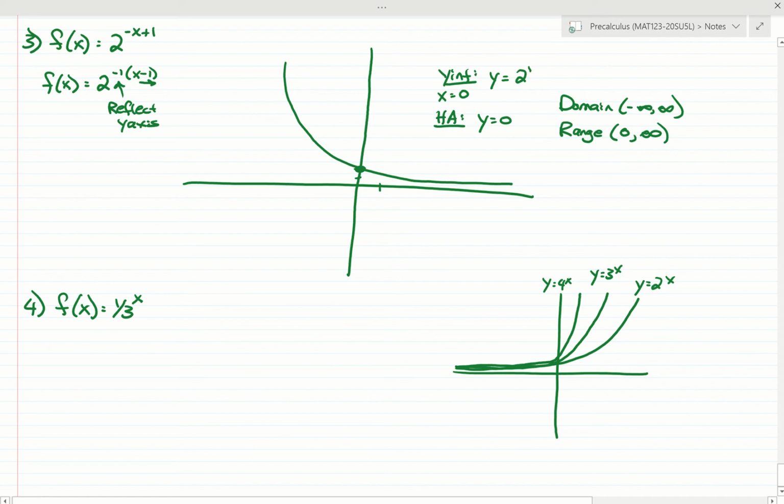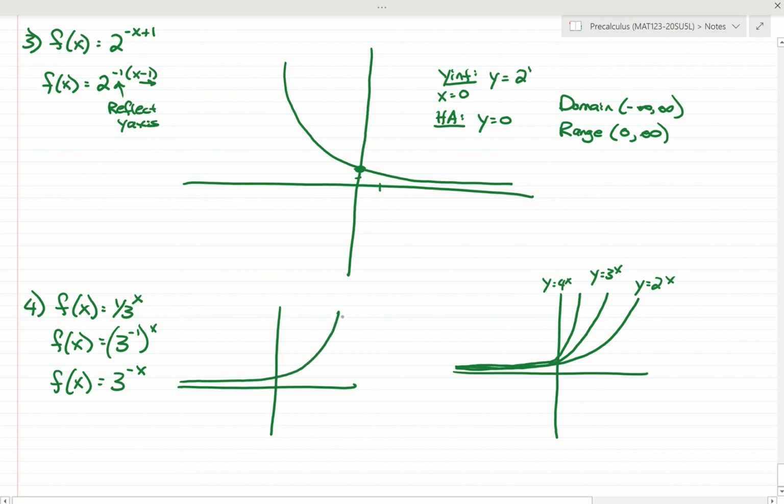But what about 1/3? Well, 1/3 is really just 3 to the negative first power, right? If we use the reciprocal property. So we're really just graphing 3 to the negative x. Well, 3 to the x would look like this. But if you put a negative inside, it reflects over the y-axis. That's what the graph would look like.